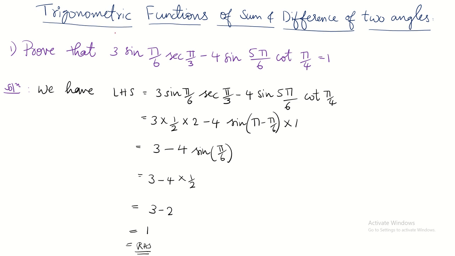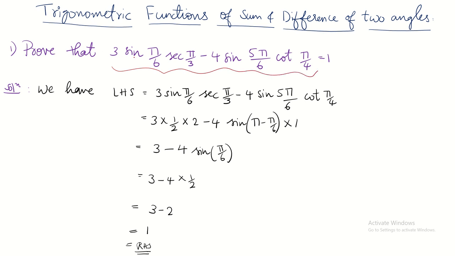So here you have the very first question. Prove that 3 sine pi by 6 sec pi by 3 minus 4 sine 5 pi by 6 cot pi by 4 is equal to 1. So you have LHS as well as RHS in this equation. So LHS you have this much.